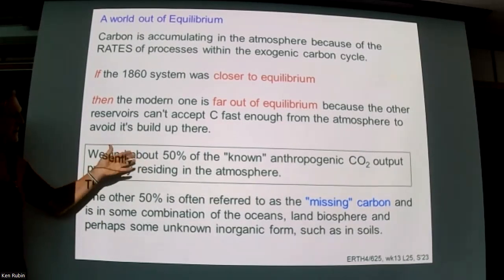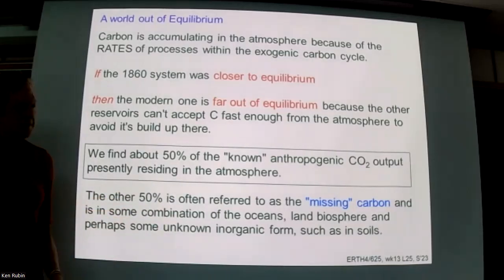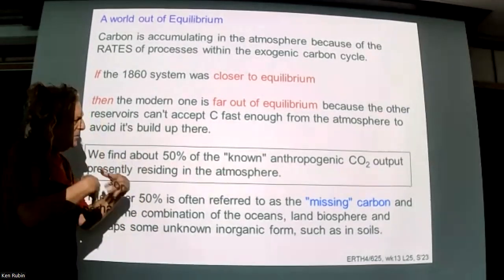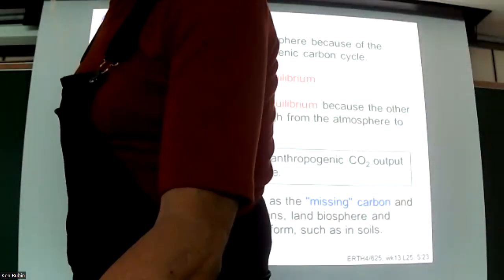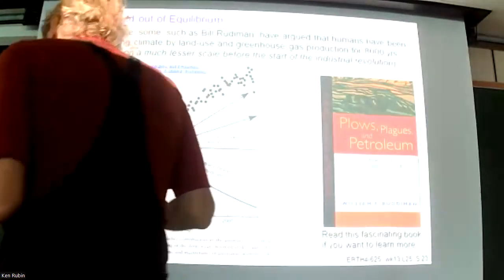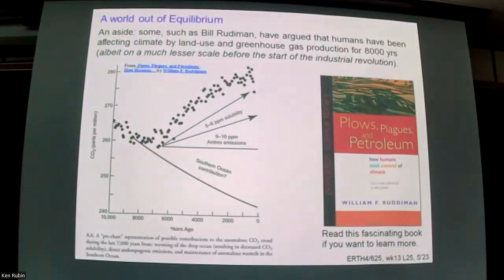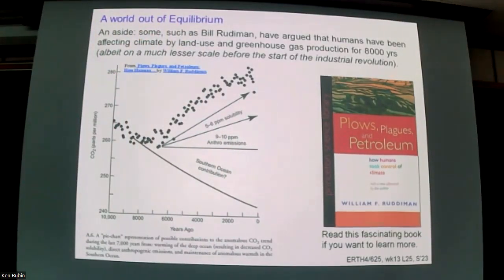still there in the atmosphere, and the other half is oftentimes referred to as the missing carbon, although as time has moved forward, fewer and fewer people use this term because we think we know where pretty much all of it is. Now, some people argue that we started perturbing climate as humans way longer ago.